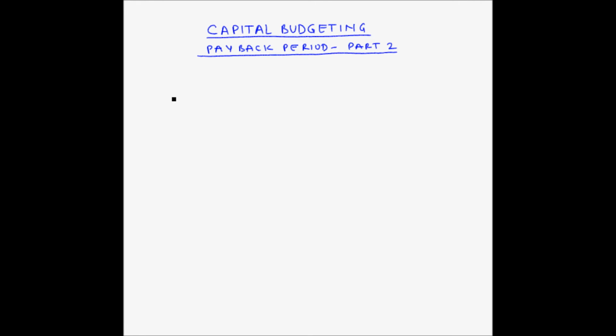So basically, if project A can recover the original investment in 2 years, while project B can recover the original investment in 5 years, then the payback method gives higher ranking to project A, which has a shorter payback period.